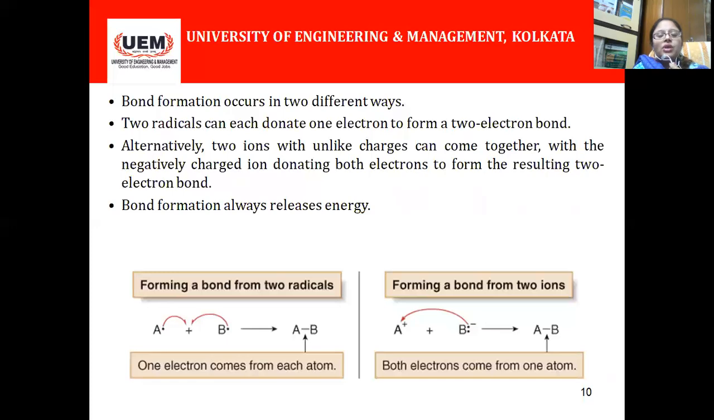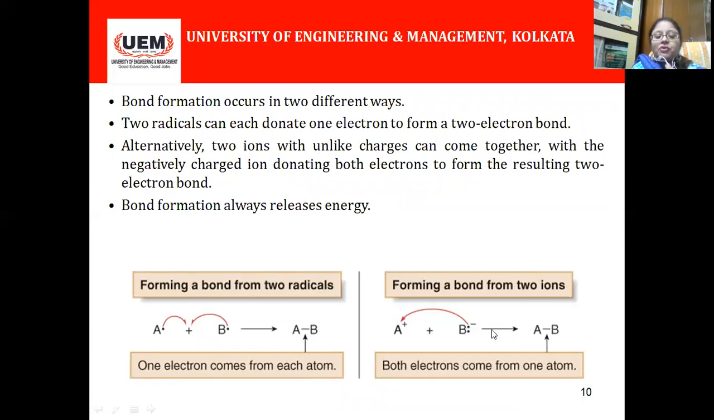Now, till now we have discussed how bond is breaking. Now I will tell you how bond formation takes place. Again, bond formation takes place in two different ways. One is, if you have radical, A radical and B radical both have equal amount of electron, so A will donate one electron, B will donate one electron. The electron pair will be shared by both the atoms and they will form a bond. So, one electron may come from each atom.